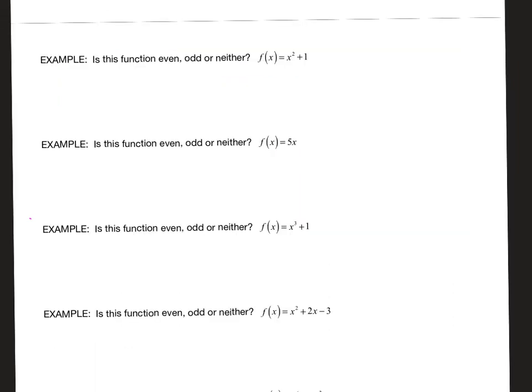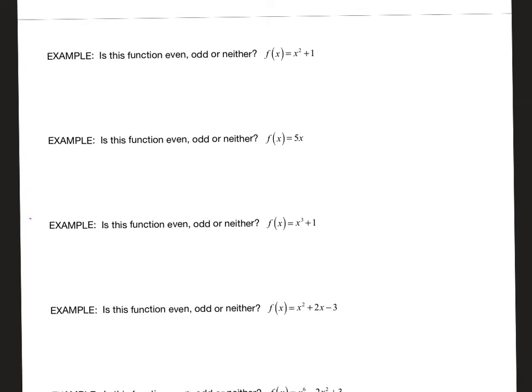On this page, I have a bunch of examples, because they take a little bit of practice. What you're going to do always is check for even first. Functions are either even or odd, but never both, and you always have to check for even first. To check for even, you're going to do f of negative x. It's just evaluating the function with a negative in place.